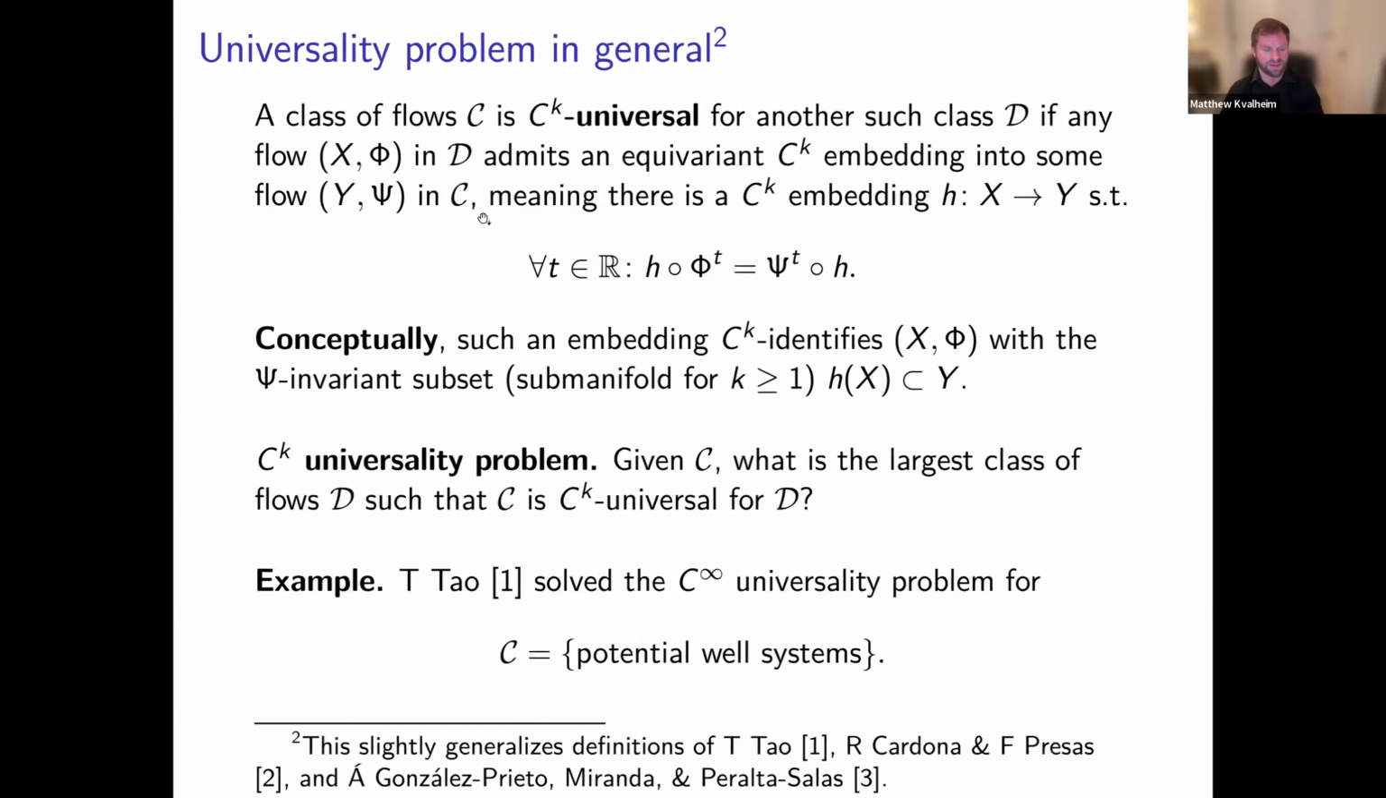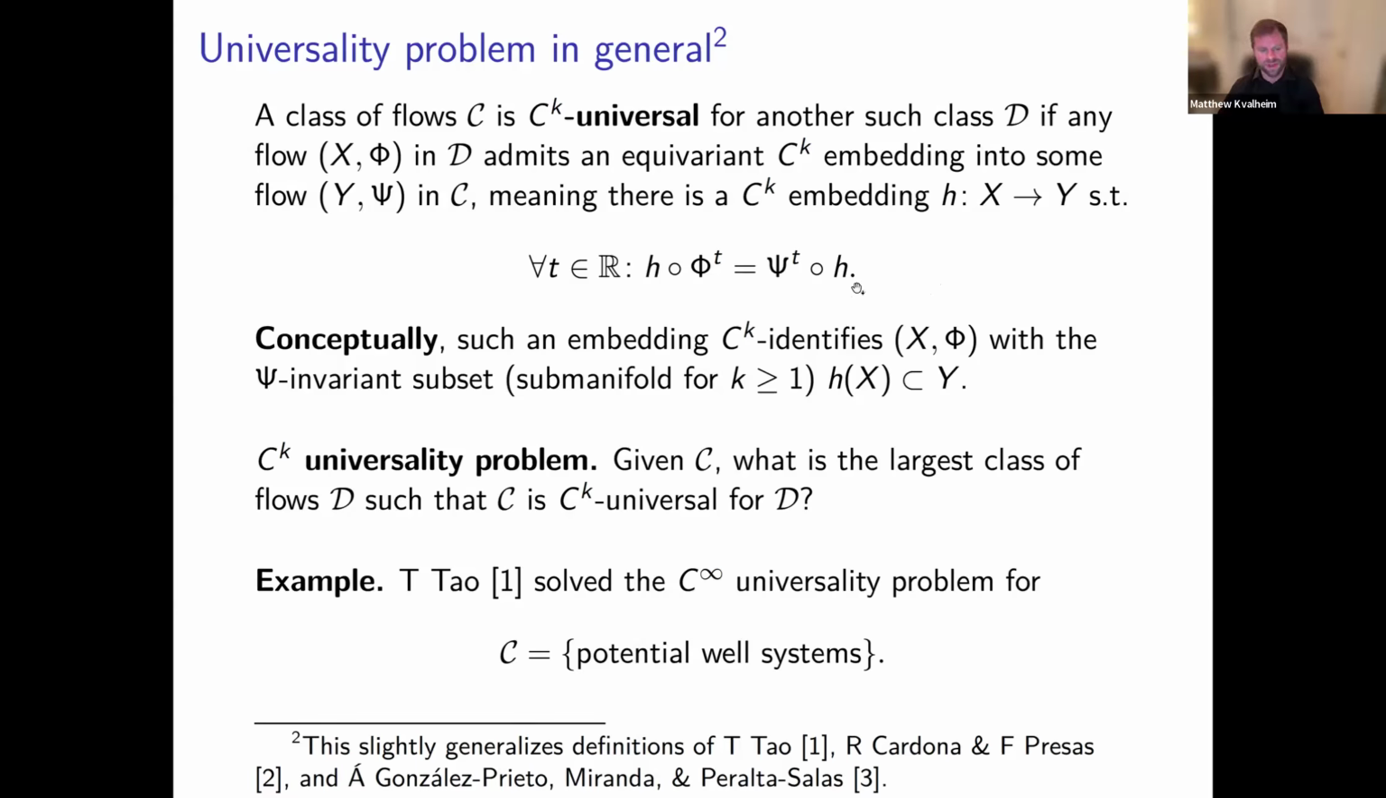And now this is where I just was. So a class of flows C is C^k universal for another such class D, and I suppose you can see my notes, if any flow in D can be equivariantly C^k embedded into some other flow in C, meaning there's a C^k embedding H from X into Y, such that for all time, if you flow in X and then embed, that's the same as embedding and then flowing. So in other words, this is a C^k conjugacy onto the image of H.